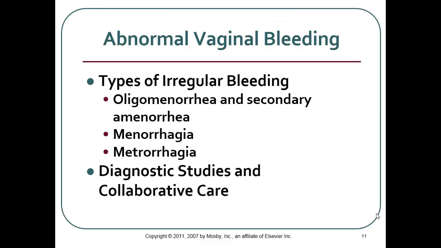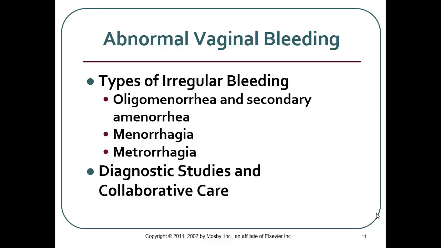Types of vaginal bleeding. There is several different types. There is oligomenorrhea and secondary amenorrhea, menorrhagia and metrorrhagia. Oligomenorrhea, this is when there is like long intervals between their menses. So their menses aren't regular, not that 28 days in between.